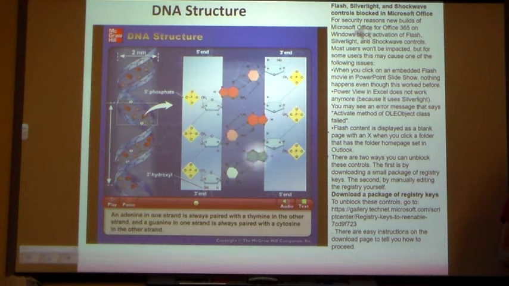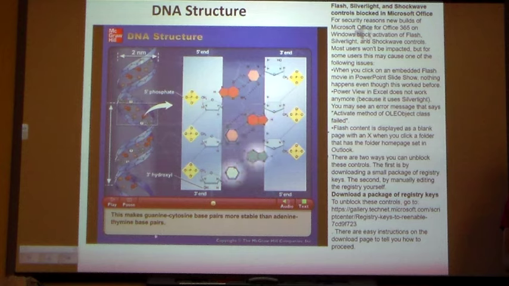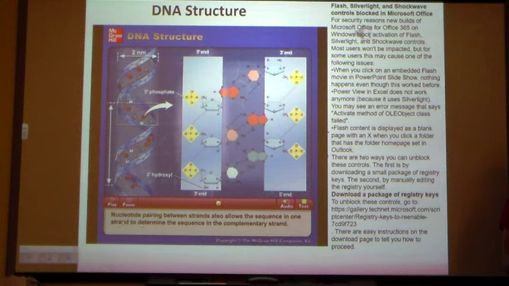An adenine in one strand is always paired with a thymine in the other strand, and a guanine in one strand is always paired with a cytosine in the other strand. Note that guanine-cytosine base pairs form 3 hydrogen bonds, while adenine-thymine base pairs form 2 hydrogen bonds. This makes guanine-cytosine base pairs more stable than adenine-thymine base pairs. Nucleotide pairing between strands also allows the sequence in one strand to determine the sequence in the complementary strand.